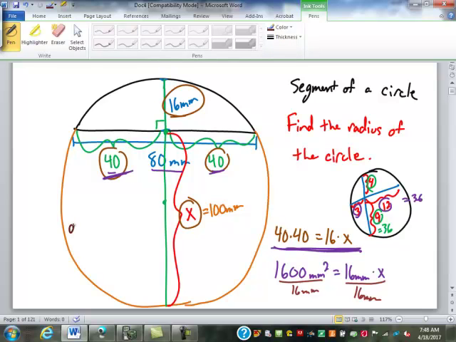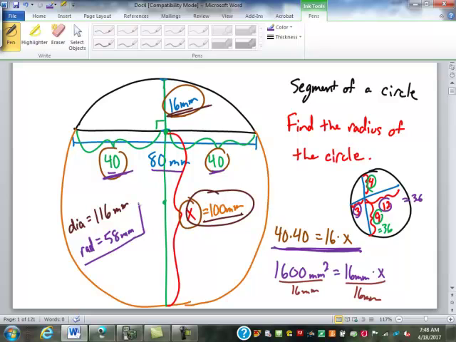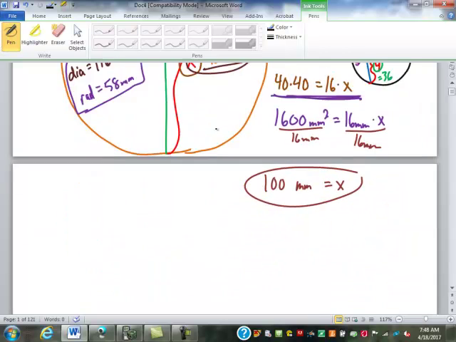So what that means up here is the diameter of this circle is how much? 100 plus 16 is their diameter. So then the radius is half of that, 58 millimeters. Does that look familiar at all now? Should be a little bit, hopefully.